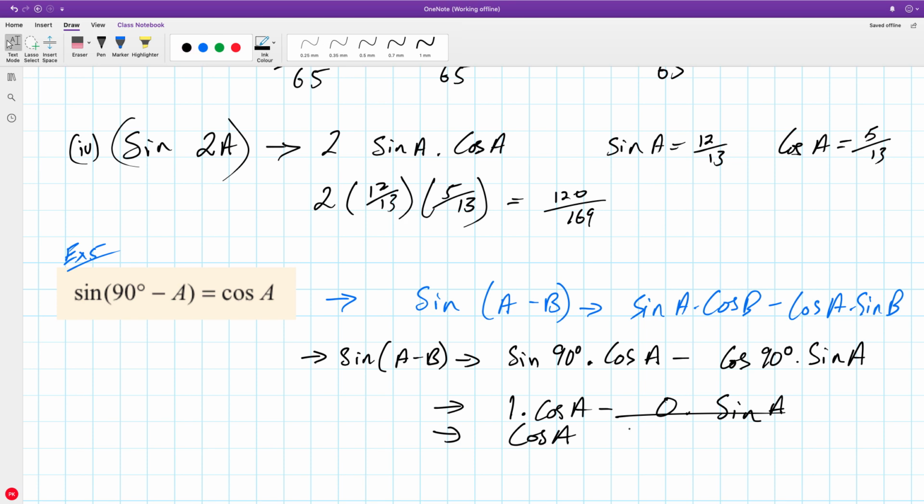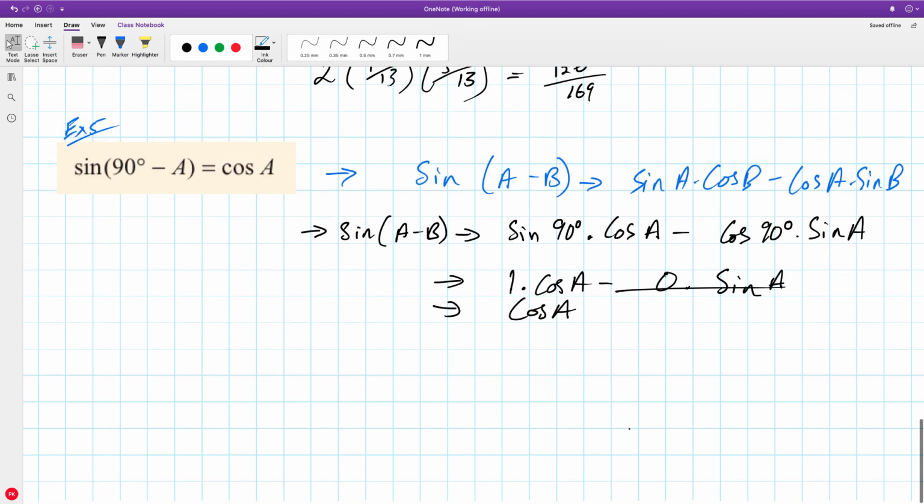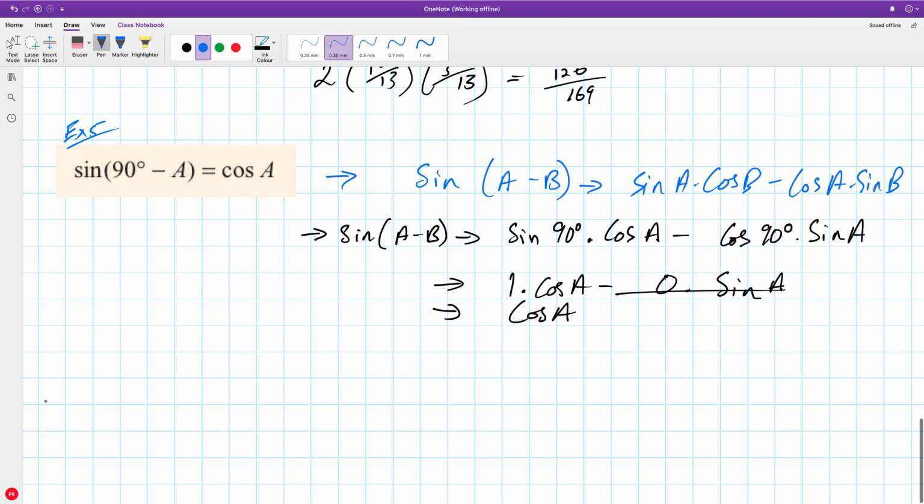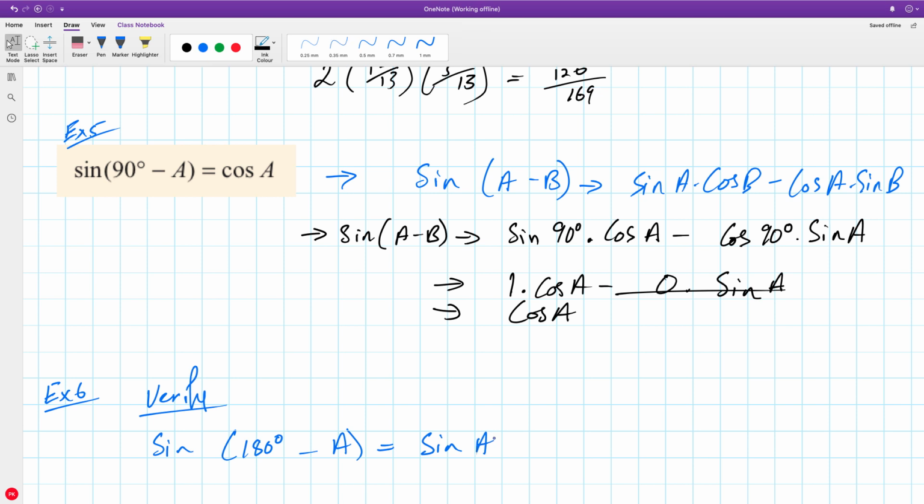Right, what I want you to do for me then is verify the following. Verify the sine of 180 degrees minus A is equal to sine A.